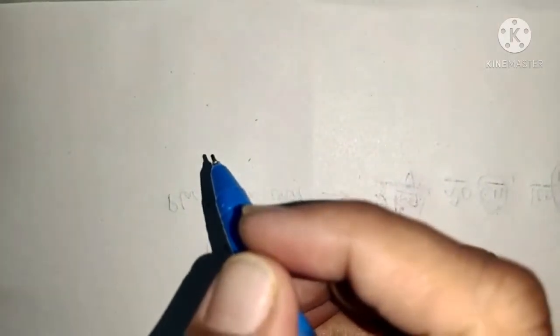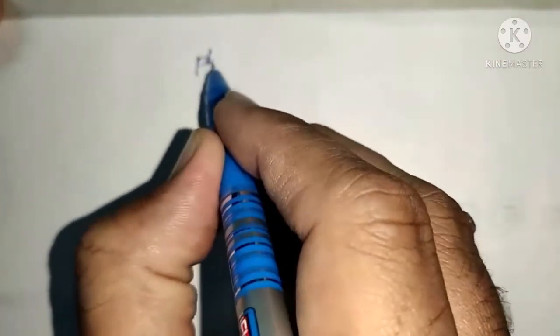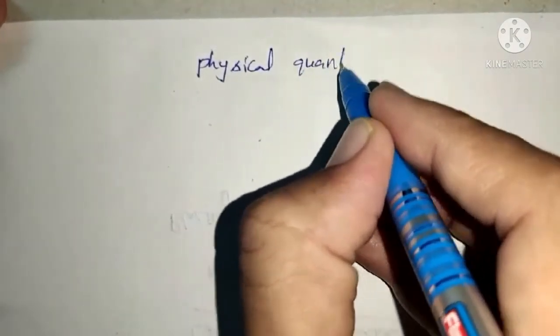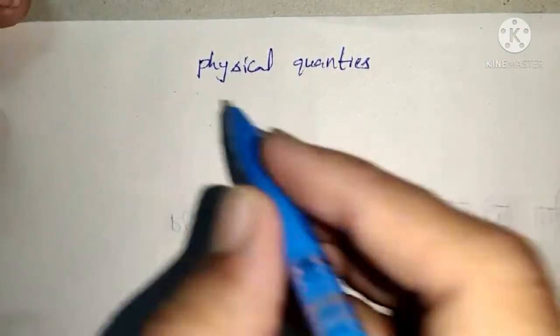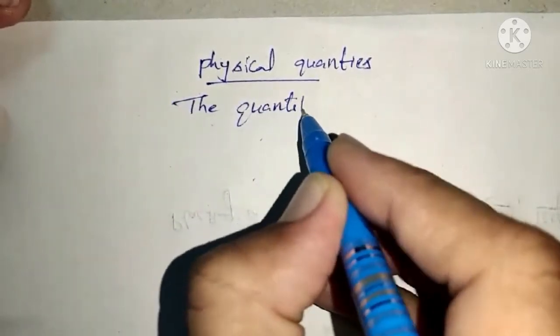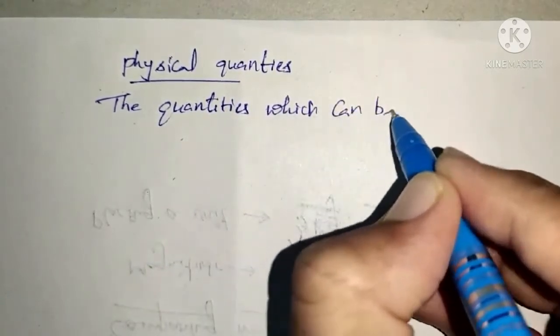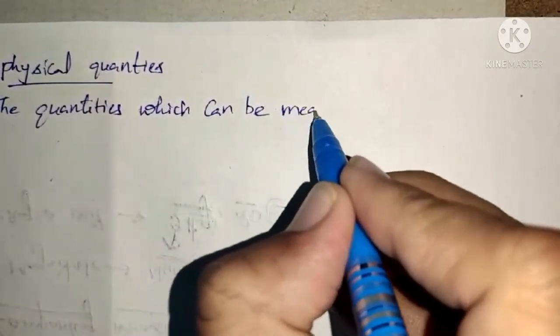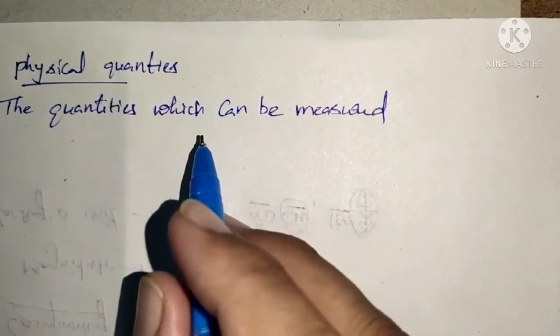Right, the next topic is about quantities. First of all, you have to know what physical quantities are. Physical quantities are the quantities which can be measured. The quantities which can be measured, we call them physical quantities.